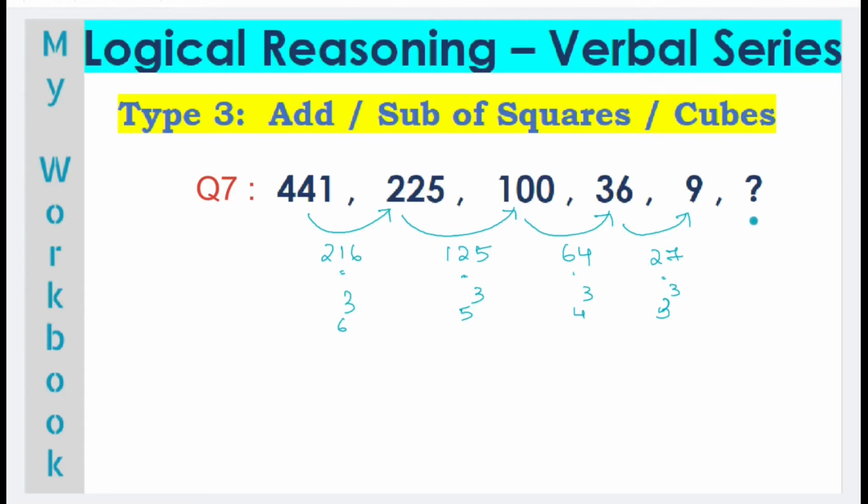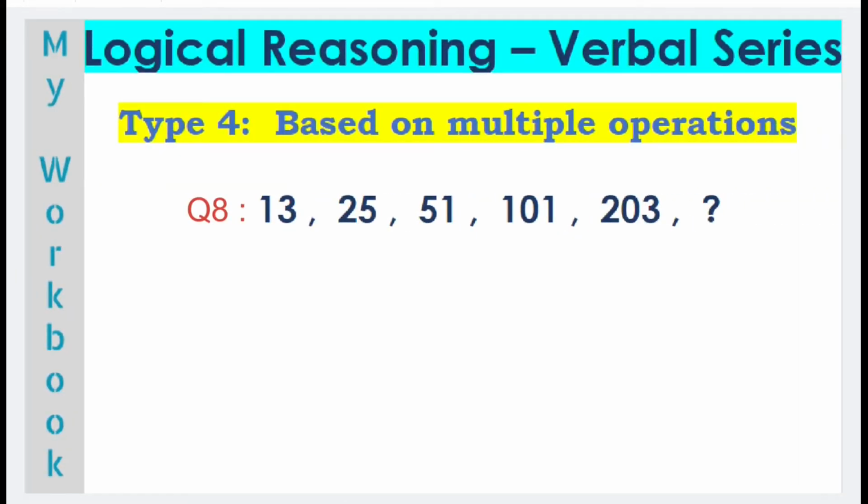So to find the next number in this series, we need to take away 2 cube from 9. So 9 minus 8, which is 1. Answer is 1. So this is also one possible pattern where squares or cubes of natural numbers are either added or subtracted from the elements. Let's move on to type 4.